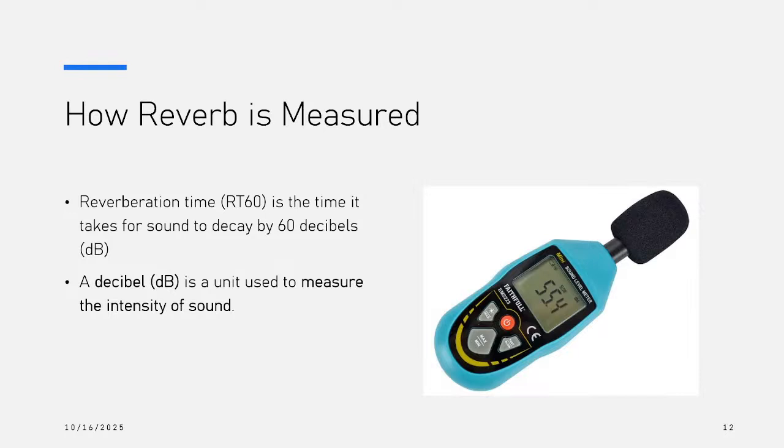Think of it like this. A loud sound, like a clap or burst of noise, is made in a room. A microphone then records how long it takes for the sound to drop by 60 decibels. The time measured equals the RT60, or the reverb time. Acousticians use devices like a sound level meter or computer software to calculate it precisely.